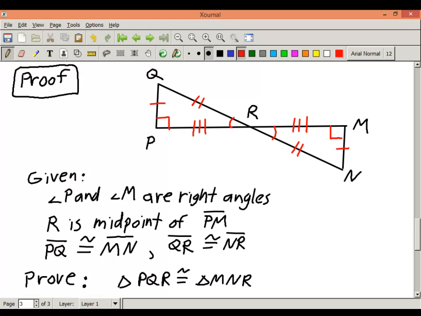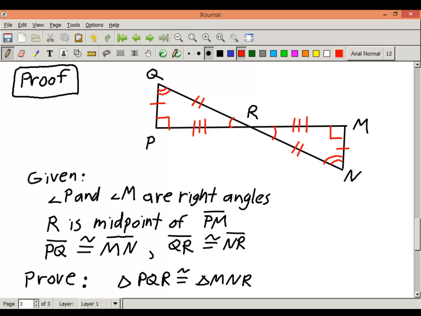So now we have two angles of one triangle congruent to two angles of another triangle. So now we have another relevant theorem called the third angles theorem. And that theorem says this. If two angles of one triangle are congruent to two angles of another triangle, then the third angles are congruent. So now we can mark off angle Q congruent to angle N by the third angles theorem. So now we have, if you look at the diagram, three pairs of corresponding sides congruent, three pairs of corresponding angles are congruent. That means the two triangles are congruent.